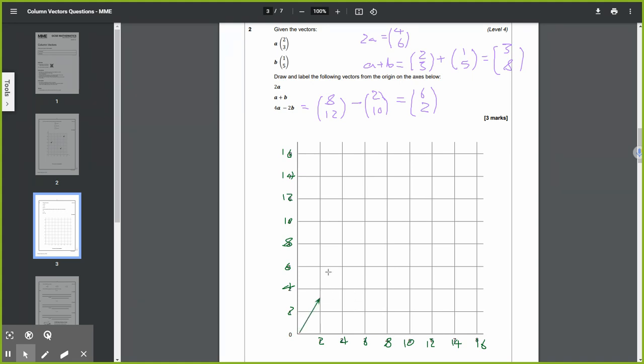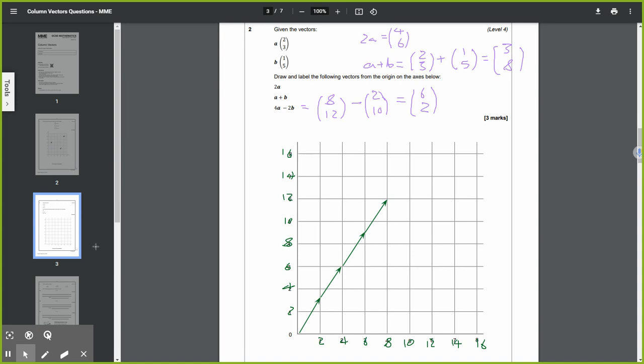And then we're doing 4 lots of A, aren't we? So we're going to do it again, which will take us up to there. And then again, which will take us up to here. And again, which will take us up to there. So I said that 4a was 8 across, 12 up, so that makes sense. And then we're going to minus 2, 10. So that's going to be negative 2 down. Sorry, negative 2 to the left. So, 2 to the left, and then 10 down.